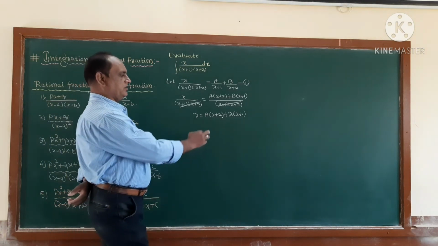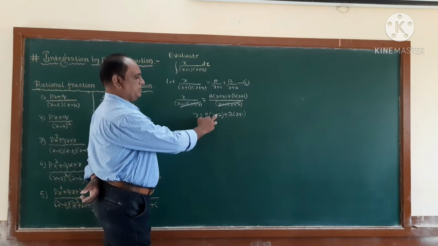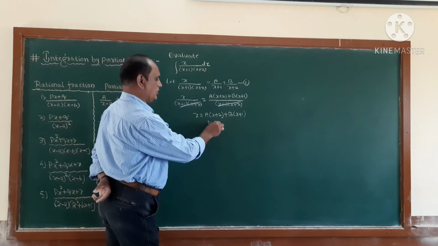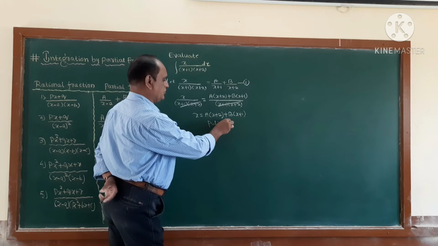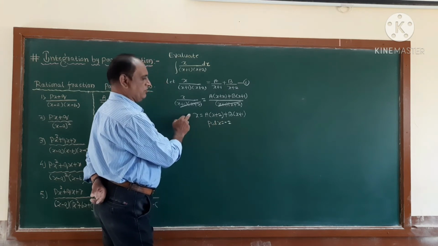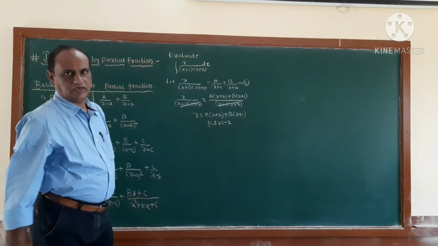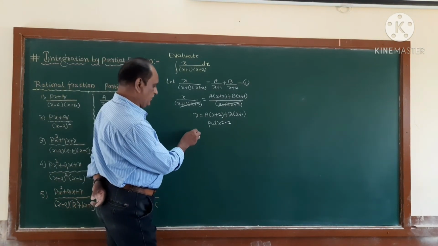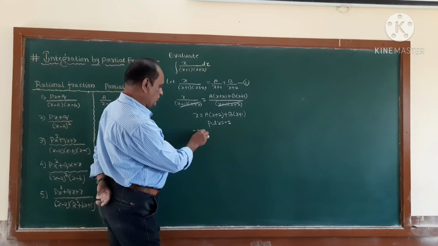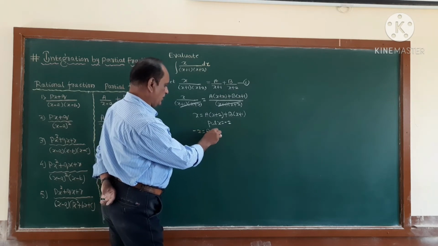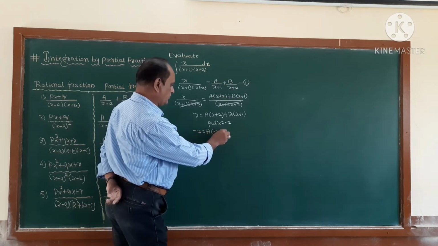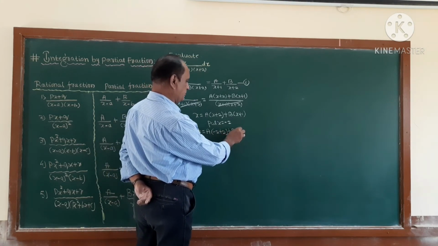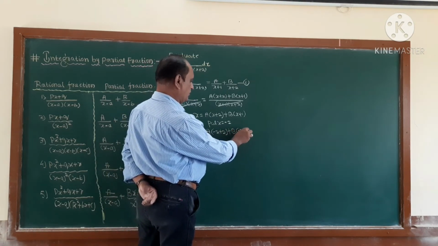So this factor is equal to 0, that is x plus 2 equals 0. So put x equal to minus 2 in the equation. On the left-hand side x is only minus 2. Therefore minus 2 is equal to A in the bracket minus 2 plus 2, then plus B in the bracket minus 2 plus 1.